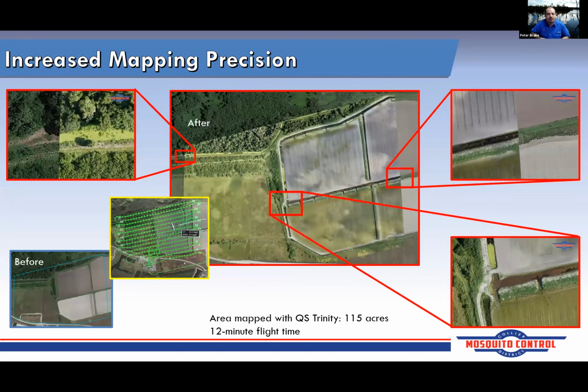This area was flown with the Trinity. It allows us to get large areas mapped out, not only more efficiently, but quicker than Mavic Pro drones. The picture in the blue border is the area that is flown. The yellow is as it is flying, and the red is the final product with a 12-minute flight time. So we get a lot more accurate pictures of areas.